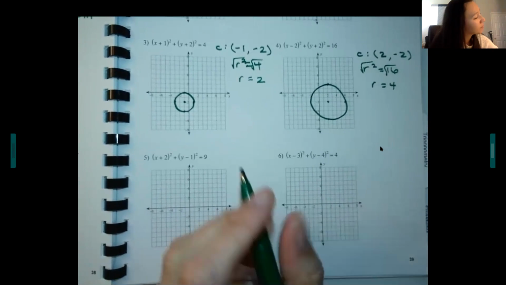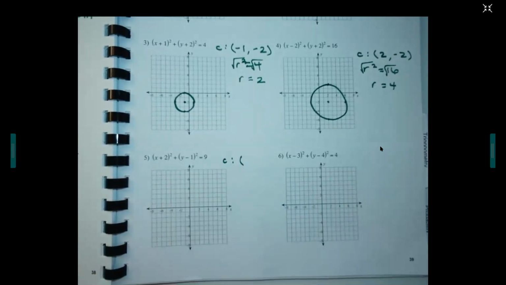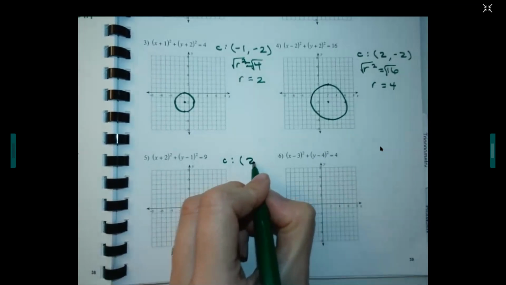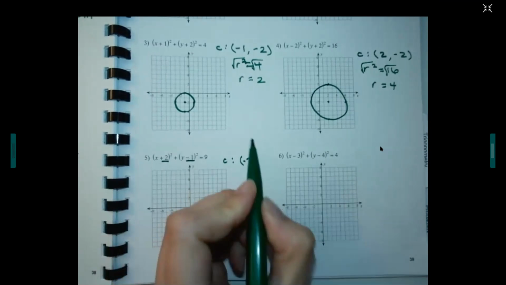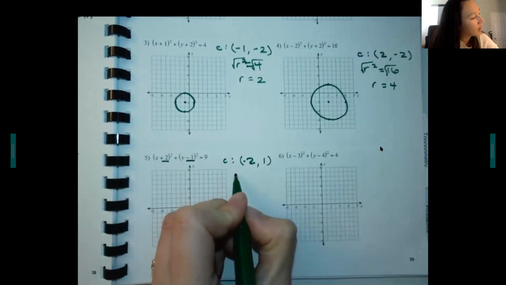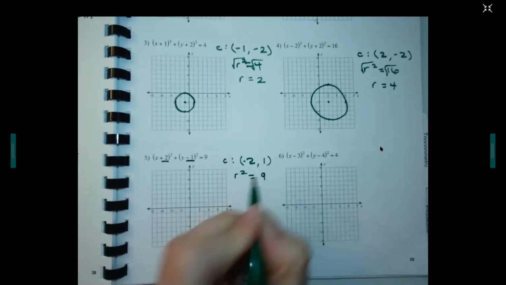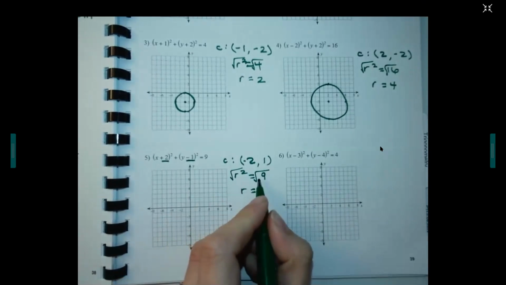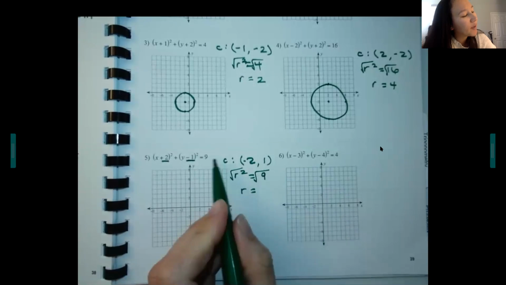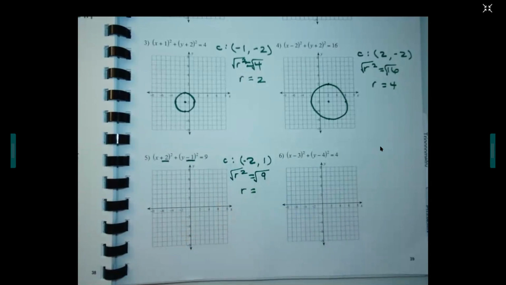Jade, what about number 5? What was your center? -2 and then 1. Sorry, 1. Good. And then R squared is 9. So then what? I think that's as far as I got. I didn't understand what to do. So we just have to find R by taking the square root of 9.